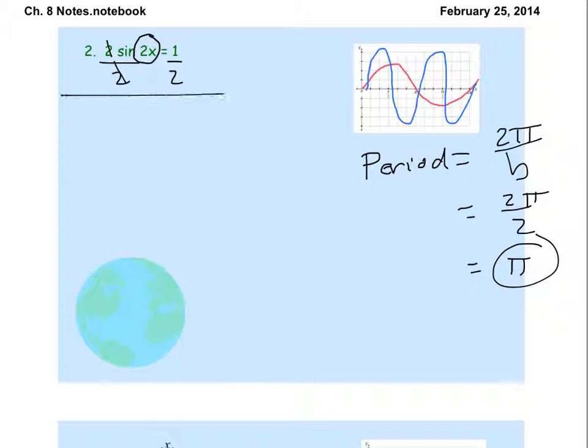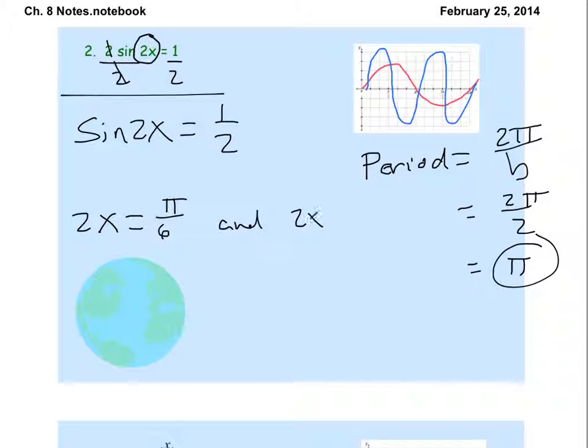I divide by 2 just like I did the other one. I get sine of 2x equals 1/2. This would be the point where I should take the inverse sine, because that's the next step in order of operations. That undoes the sine, and I get 2x equals pi over 6, and 2x equals 5 pi over 6. Dividing both of those by 2, pardon me, I get x equals pi over 12, and x equals 5 pi over 12.